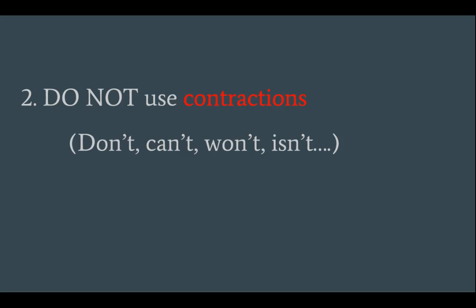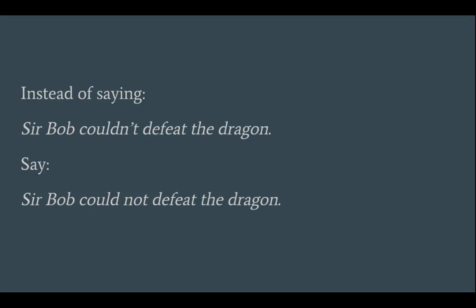Second, do not use contractions like don't, can't, won't, or isn't. Write out the full words. Instead of saying, Sir Bob couldn't defeat the dragon, say, Sir Bob could not defeat the dragon. Using contractions sounds very informal and like you're just speaking like you do every day, right? So if we write out the full words, it just gives it a lot more authority and makes it sound much more formal. And it's pretty easy to do.